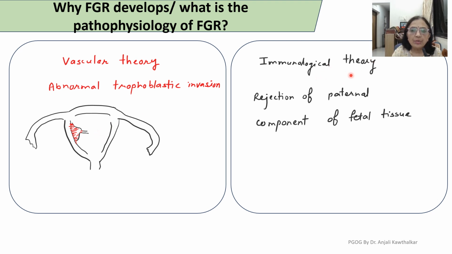Second is the immunological theory, because there are so many immunological conditions or disorders where fetal growth restriction is very common. It is based on this theory that there is a rejection of the paternal component of fetal tissue, and because of this maternal rejection, there is fetal growth restriction. So in short, the basis of development of fetal growth restriction has two theories. One is an underlying placental problem with the vascular theory, or there can be an immunological problem where there is a rejection of the paternal component of fetal tissue.